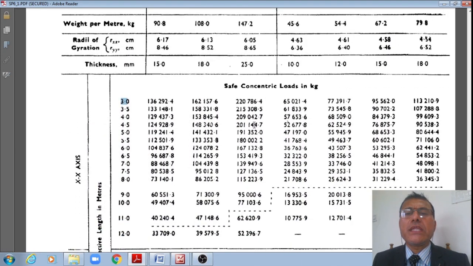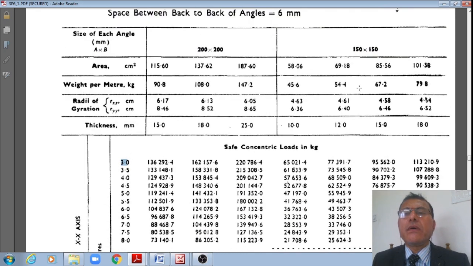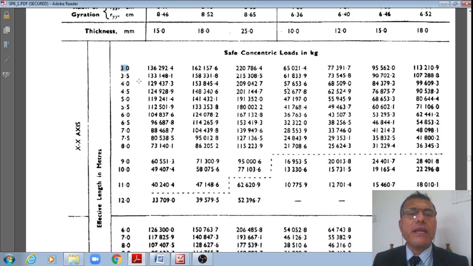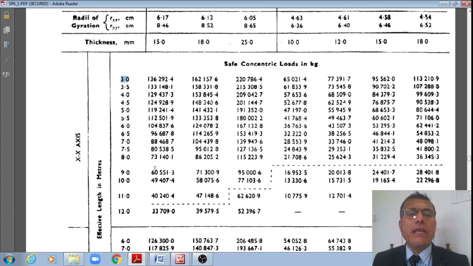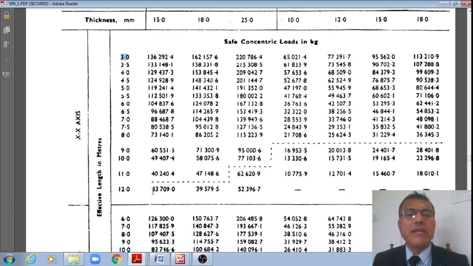You please see for other sections when they are placed with different spans, right? The same angle when used with an effective span of 12 meter. Now you can see the value has reduced by almost 25%, starting from 136,292.4, it has reduced just to 33,709, just around 1 by 4 when the span has increased by 4 times. Almost the load carrying capacity also reduced by almost 1 by 4, right?